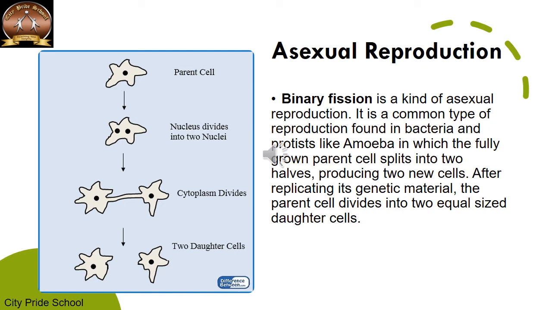So here replication of the genetic material is happening, and the cytoplasm is also dividing, giving rise to two approximately equal sized daughter cells. Binary fission is similar to the normal cell division that happens in the cells of the body.